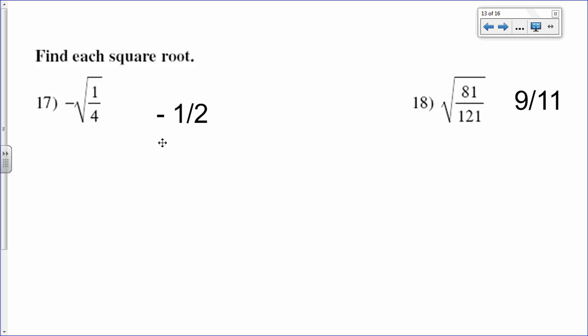So 17 is equal to negative 1/2. The square root of 1 is 1. The square root of 4 is 2. And 18 becomes 9 over 11. The square root of 81 is 9. The square root of 121 is 11.